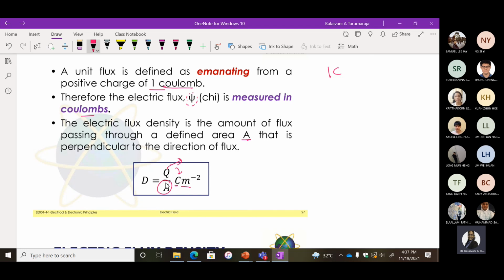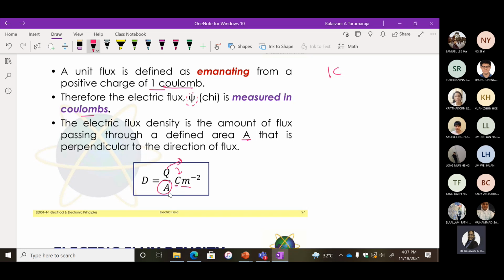The next one, divide by the area. Dividing by area relates to the material: what type of material are you using? This A is measured in meters, the unit in meters, not cm. This is charge, and this is meter.